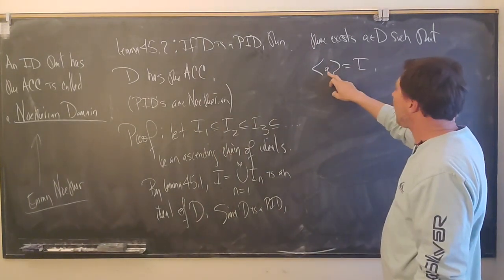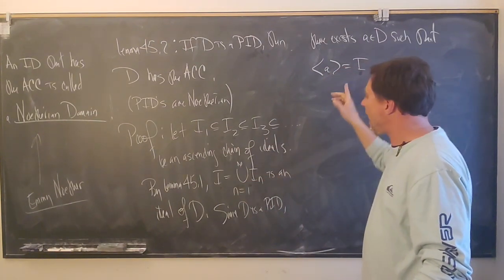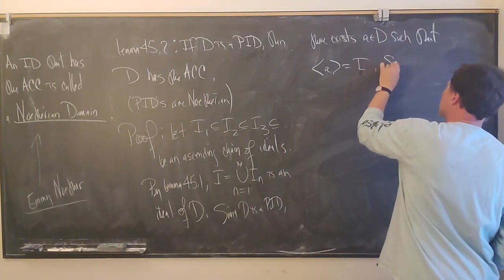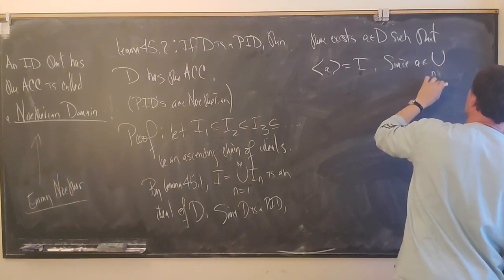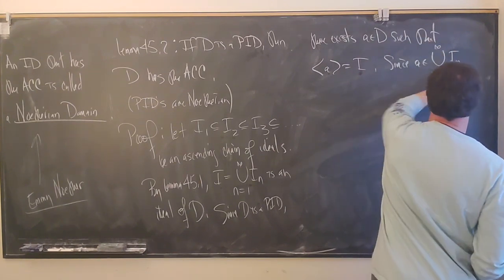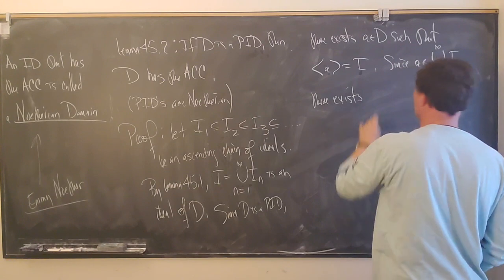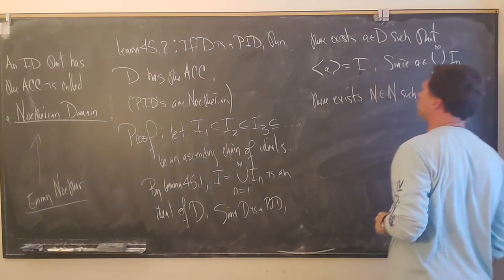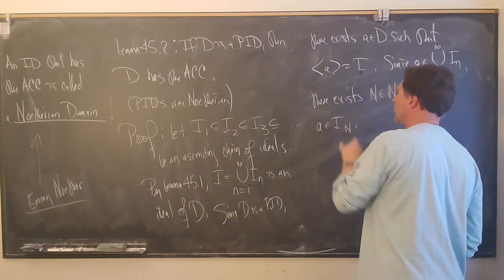All right, now little a lives inside capital I, and I is the union, which means that little a has to live in an I sub n for some choice of n. So since little a is in capital I, which I'll write as the union, n equal 1 to infinity I sub n, there exists say capital N such that a is an element of I sub capital N.